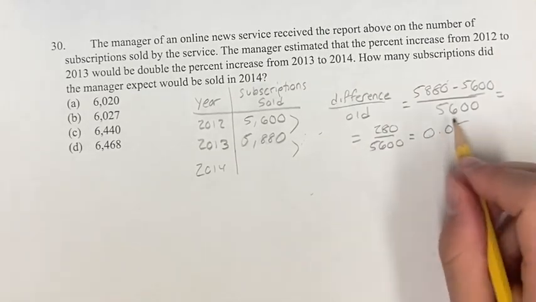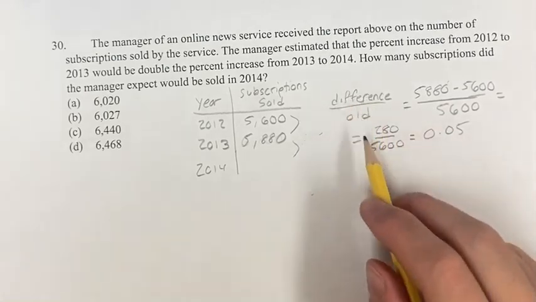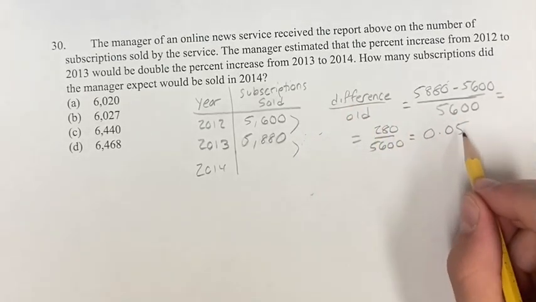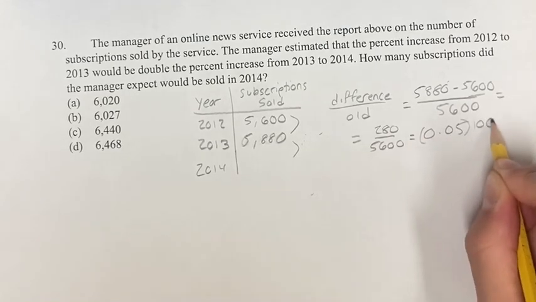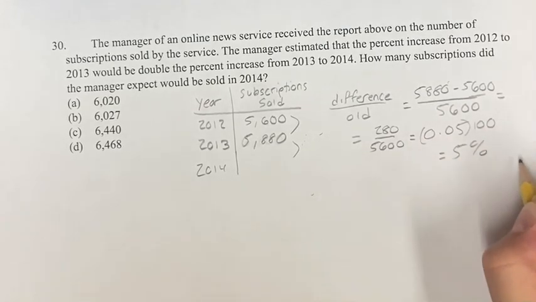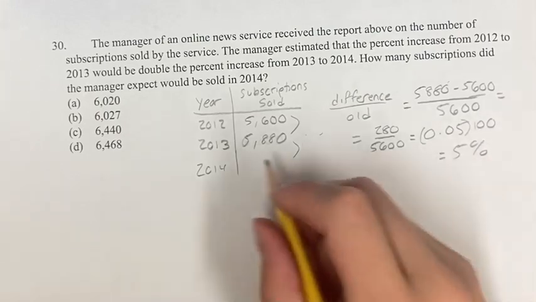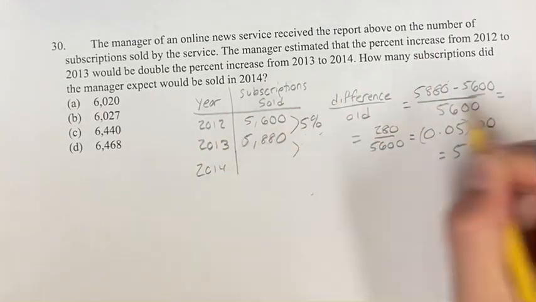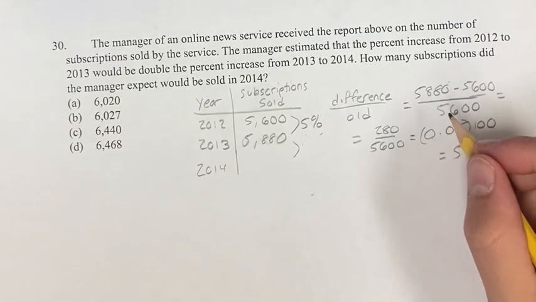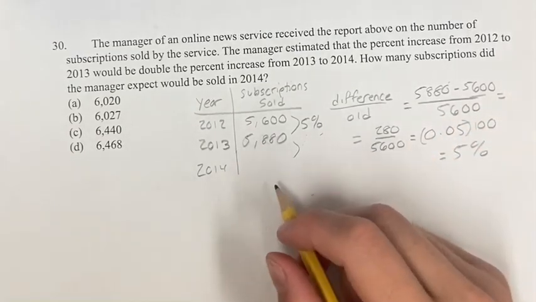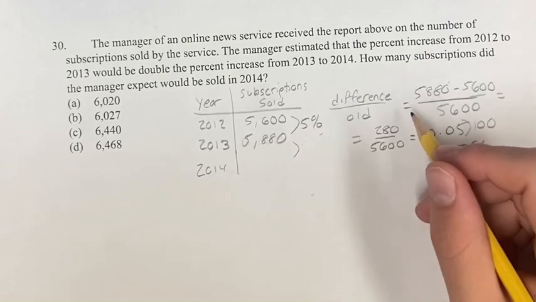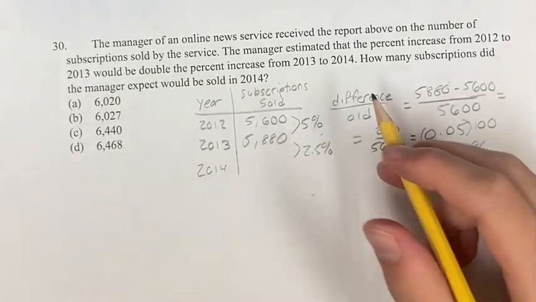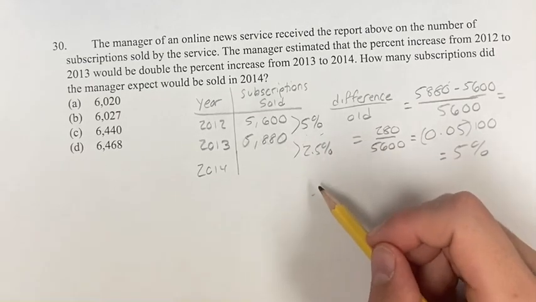So this is the proportion, right? This is the fraction, this is the proportion, this is the ratio, whatever you want to call it. 0.05, have to multiply it by 100 to get 5%. Okay, so the increase from 2012 to 2013 is 5%. We expect that to be double the percent increase for the next year, so 5 divided by 2, 2.5%, right? 5% is double 2.5%.